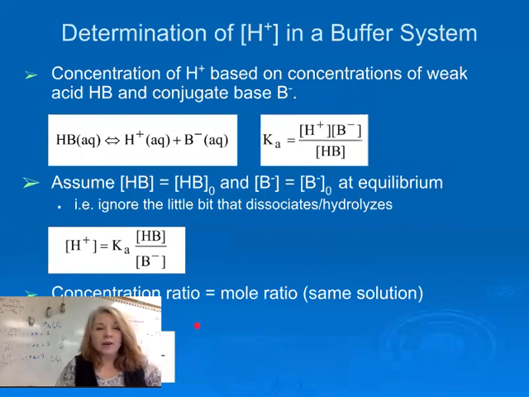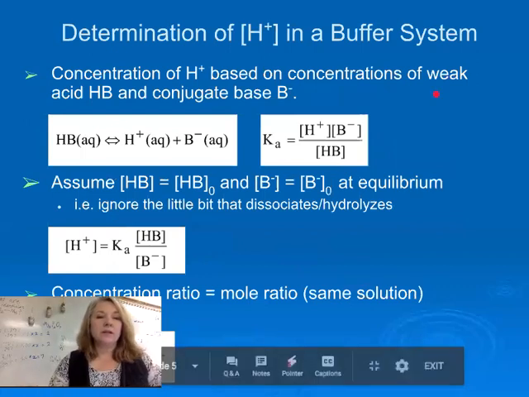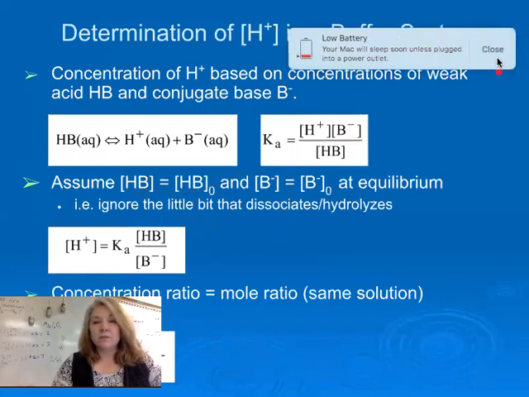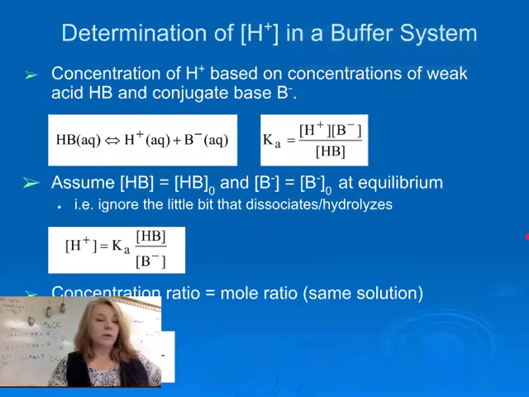So if we look at our Ka expression that we've been writing over and over and over again, this is a typical weak acid reaction, and then we have our Ka expression that we would write with that. We would assume that our acid concentration is approximately equal to the initial concentration of our acid.